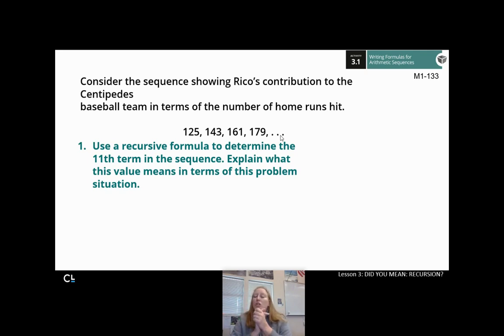So I would like you to use a recursive formula to determine the 11th term in the sequence. If you need to flip back to our getting started activity and look at the table, that's fine, that's what you need to do. But then I would also like you to just explain what this value means in terms of this problem situation. So you found the answer, use a recursive formula, find the 11th term, and then tell me, what is the 11th term? What are we talking about? Go ahead and hit pause to work this out, and then hit play when you're ready to check your work.